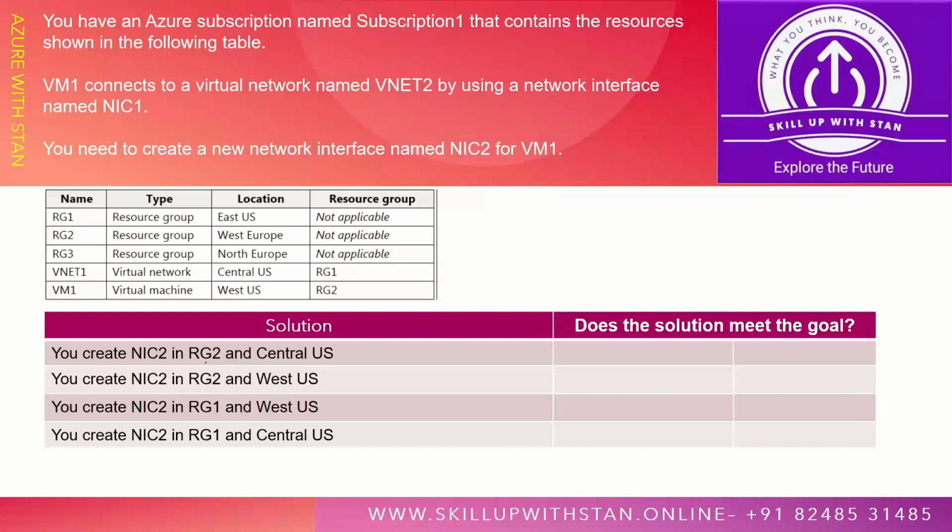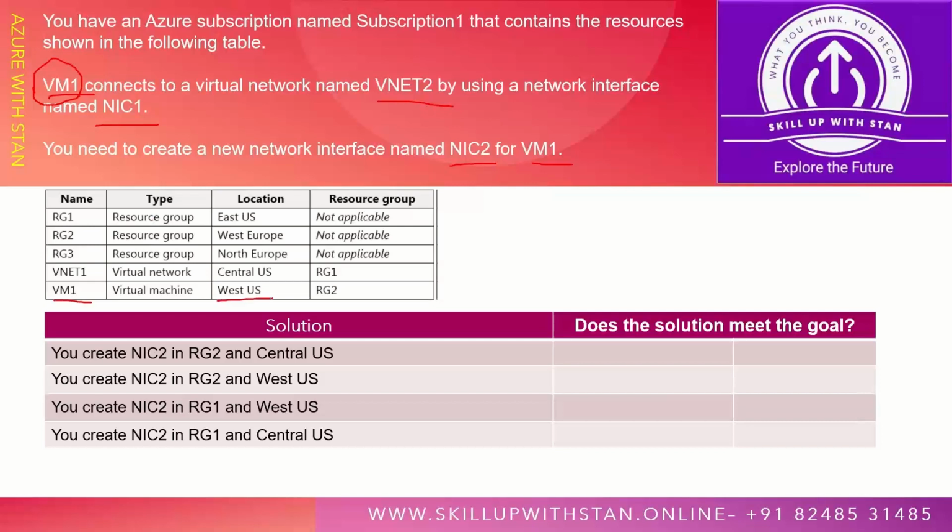You have an Azure subscription named Subscription 1 that contains the resources shown in the following table. VM1 connects to a virtual network named VNet 2, interesting, using a network interface named NIC1. You need to create a new network interface named NIC2 for VM1. In general, this is the key message: for the virtual machine where you want to attach the network interface, the network interface has to be in the same region, the same location. So then the question is, which region is the VM in? That is where we need to be careful.